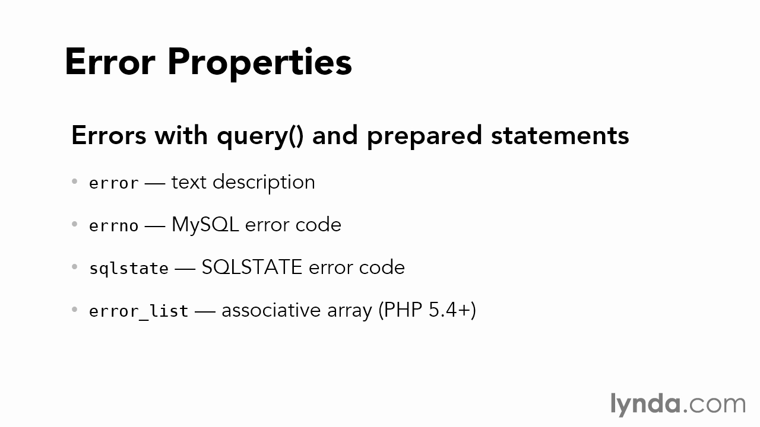Finally, the error_list property was added in PHP 5.4. It's an associative array that gives you access to the other 3 properties, rather than having to retrieve each one separately. However, in practice, the only property you're likely to need is error, which contains a text description of the problem.